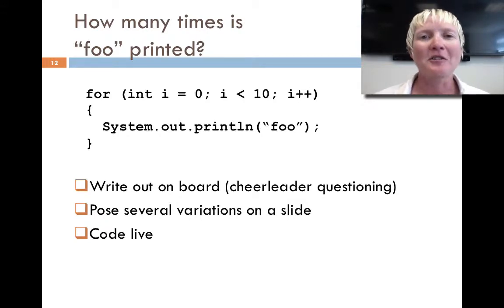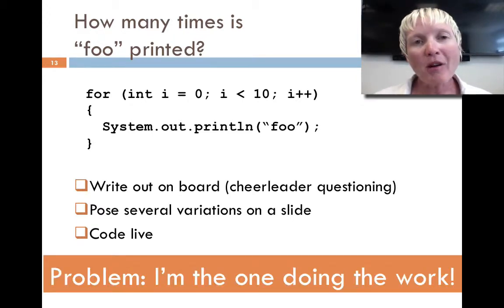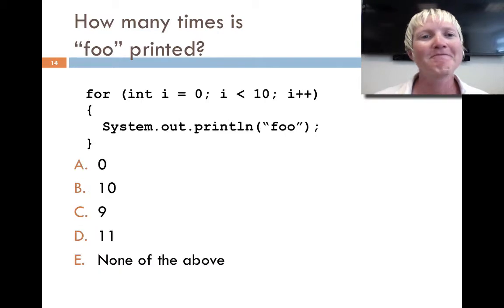Another way I might have chosen to convey this to students would be to actually have multiple variations of this for loop on the same slide, maybe i less than 10, i less than or equal to 10, and talk to the students about how many times each of them would run. Or perhaps sometimes I might even code it for them live and change the loop a few times and hope that they helped observe what was actually happening. The problem with all of those approaches is that really I was the one doing all the work. I mean, yeah, I might ask students to yell something out, but really I was the only one I could be sure was actually thinking about this problem.